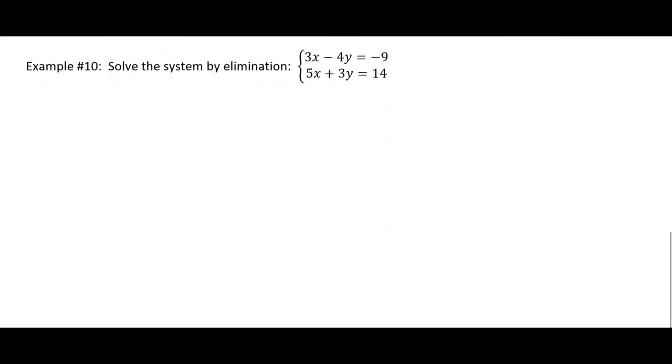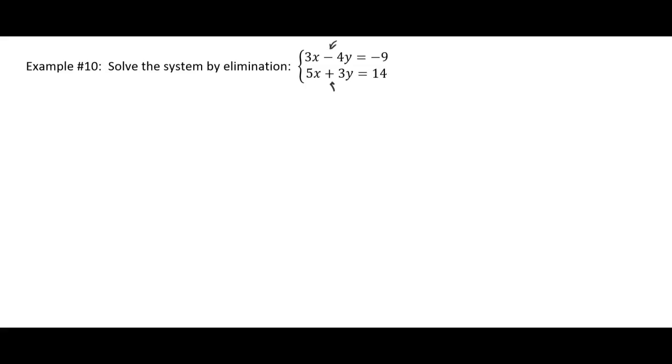Okay, so here's another example. It says solve the system by elimination. So what we want is we want either the x's to eliminate or the y's to eliminate. It doesn't really matter which one you pick. I'm going to pick the y's. And the reason I'm going to pick the y's, I'll tell you, is because see how one of them is negative and the other one's positive? That's going to help me not have to deal with a bunch of negative signs. So that's how I'm choosing the y.